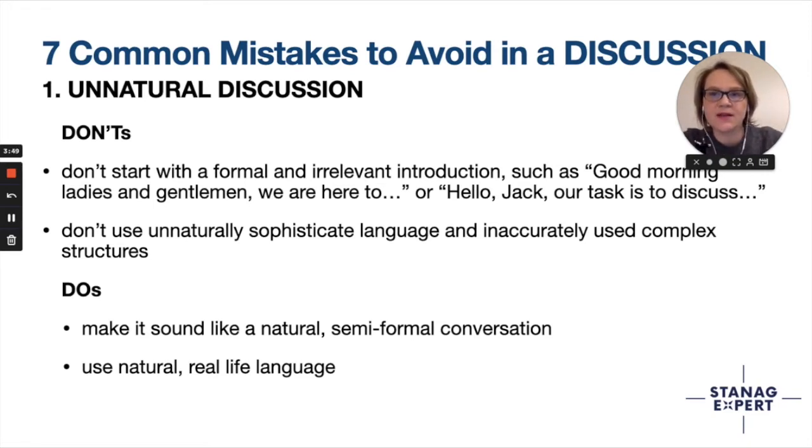Number 1 is an unnatural discussion. What does it mean? It means that people start using language that is characteristic of a monologue, or vocabulary and expressions that are very formal. So don't start with a formal and irrelevant introduction such as "Good morning, ladies and gentlemen, we are here to do this or that." It's not a lecture, it's a conversation. Don't use unnaturally sophisticated language or inaccurately complex structures.